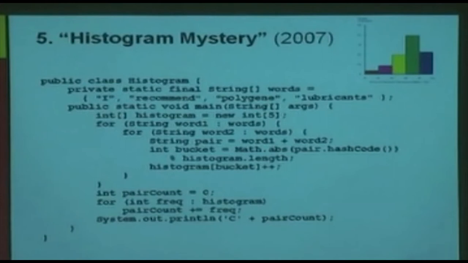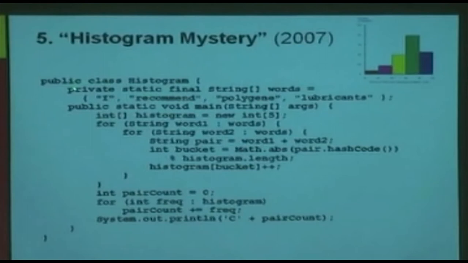For each of these things, I'm going to compute its hash code, and I'm going to make a histogram of the various hash codes that I get mod 5, because there are 5 possible buckets in the thing. And then I'm going to print out the sum of the values in the histogram. My question is, what does it print? I'm going to go over it in a little more detail so that we can figure out what it ought to print. Okay?